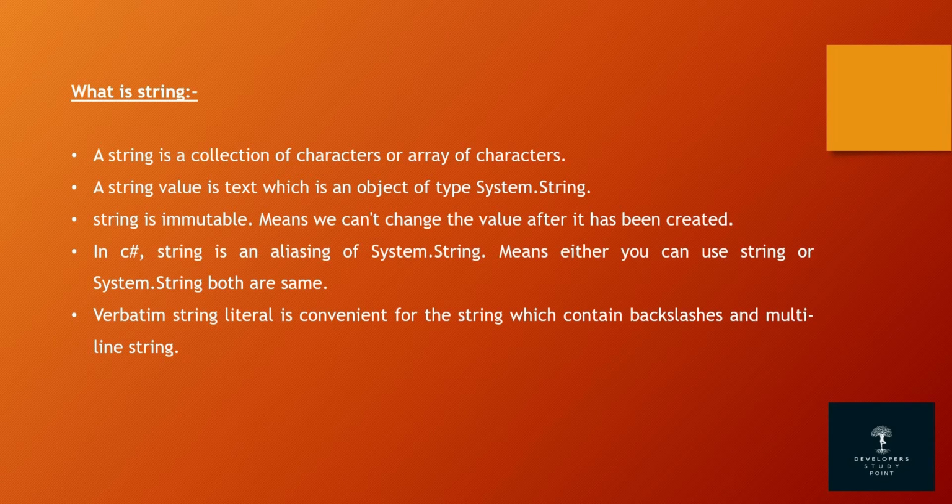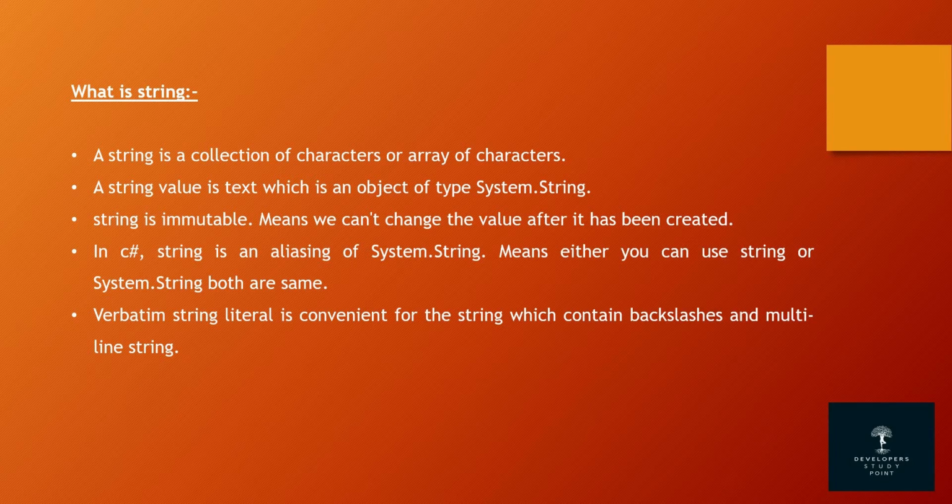Both are approximately the same. So string, as I told you, is an array of characters. When we are talking about an array of characters, that becomes a string or a text. So a string value is text, which is an object of the type System.String. Now, string is immutable. Immutable means whenever we create any string value, it cannot be changed. String is an alias of System.String, as I told you, so either you can use string or System.String, both are the same.